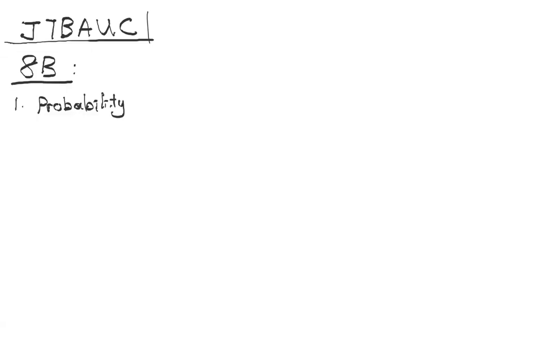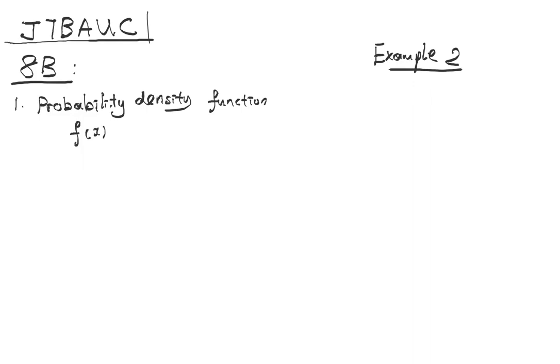Probability density function. Okay, so they will give you, for example, if you look at example 2, let's go hand in hand with example 2. Probability density function, f(x) is equal to x squared over 9.